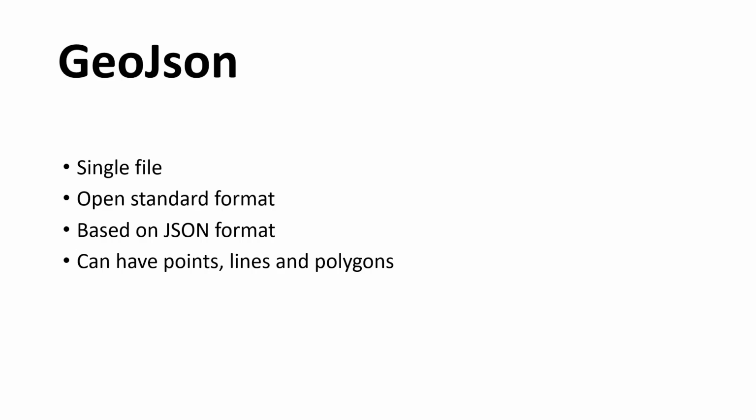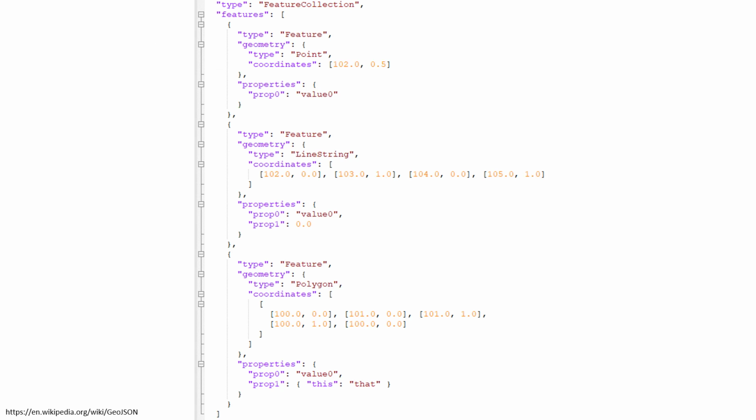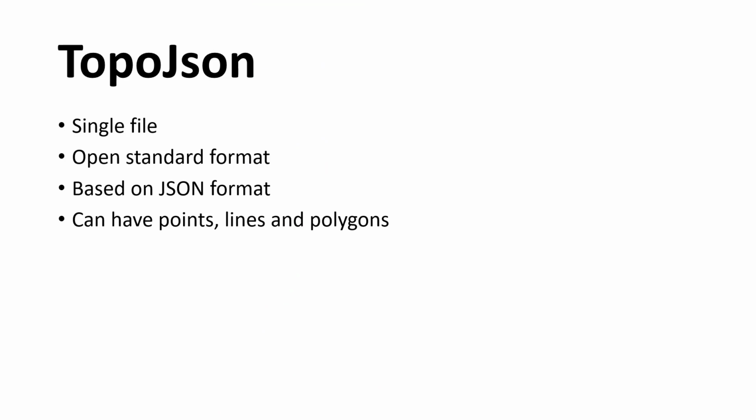What's the next one we're going to talk about? We're going to talk about GeoJSON. That's another file type we're going to work with today. Single file, which is great, nice and easy, based on JSON format, and can have the 3 basic spatial elements we've spoken about. That's why I mentioned those earlier. What does it look like? Looks like this.